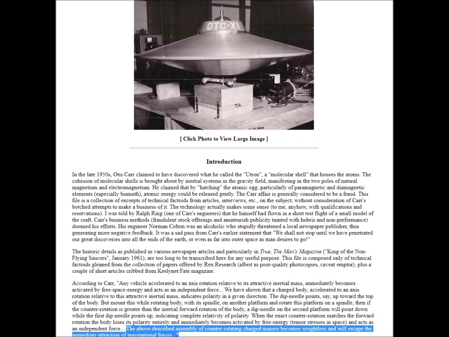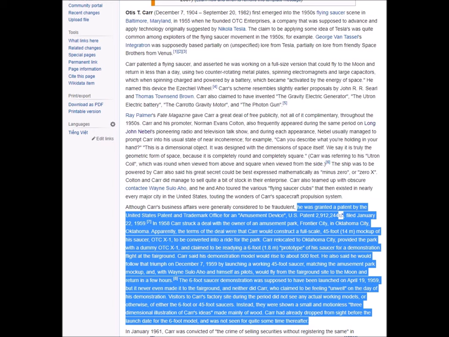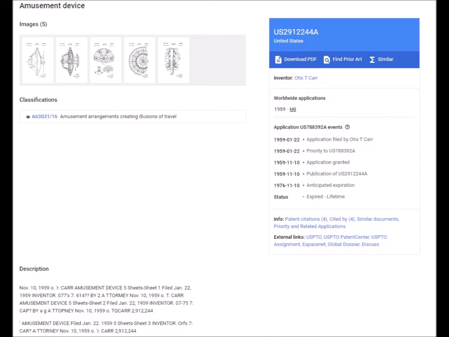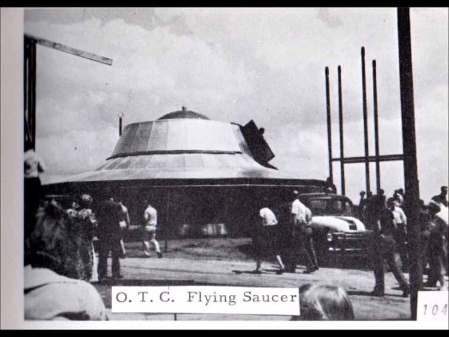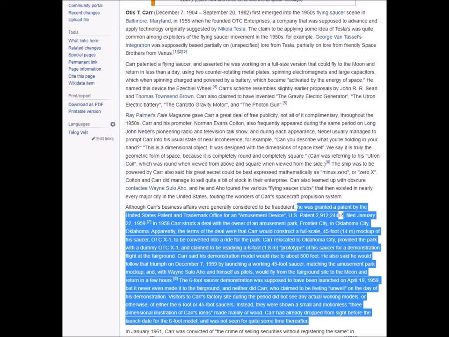So at least now we have a basic idea of Carr's claims, as well as how they relate to current scientific work. But going back to Carr's personal story, according to mainstream information, Carr did patent a saucer, but it ultimately only resulted in an amusement device that was composed of a dummy mock-up of his 45-foot design. A deal was made with the amusement park called Frontier City that was located in Oklahoma City, and Carr traveled there to construct the craft. While there, he claimed that funds from the mock project would also be sufficient to enable the development of a working 6-foot diameter prototype of his saucer for a demonstration flight at the fairground.